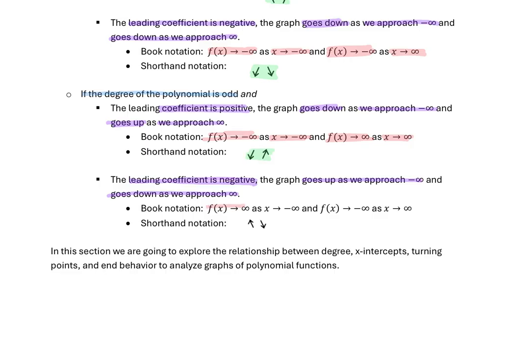All right, so our book notation. This is saying f of x goes up as x goes left, and f of x goes down as x goes to the right. We have our shorthand notation, and an easy way to write this is an arrow pointing up and to the left, and an arrow pointing down and to the right.